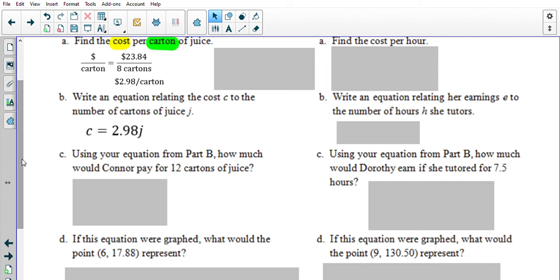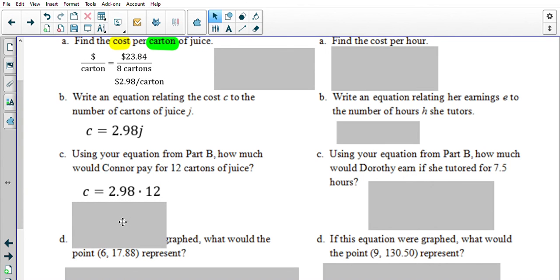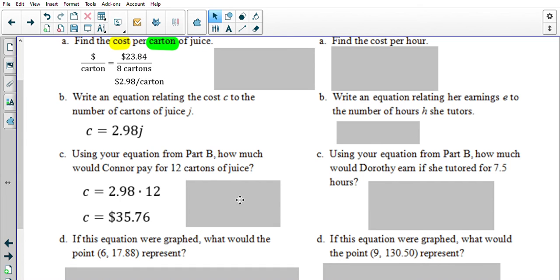So let's use our equation from part B here to determine how much Connor would pay for 12 cartons of juice. So we replace J with 12, do $2.98 times 12. The cost will end up getting us $35.76. So we haven't done graphing proportional relationships yet, but we might as well see this at this point.